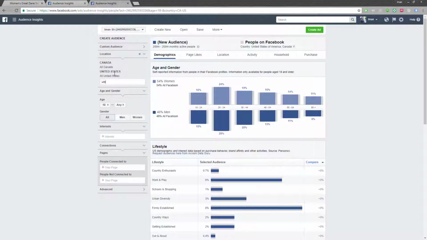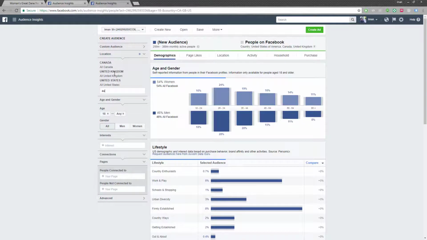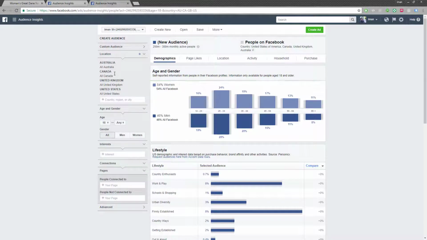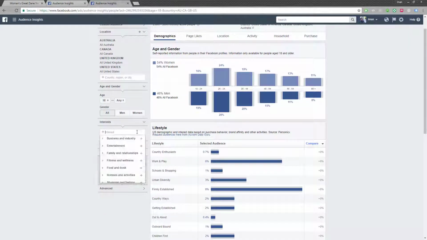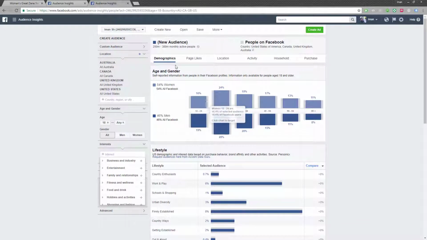So Canada, United Kingdom, Australia, that's fine for now. And pretty much what we want to do is on this interest over here. What this tool does is you can put in whatever interest you want, and we're going to find those interests right now, but it's going to tell you exactly what demographic follows these interests, so that you can literally pinpoint who you want to market to, and it's going to be incredibly profitable and very exciting to do. So this is exactly what we're going to do.